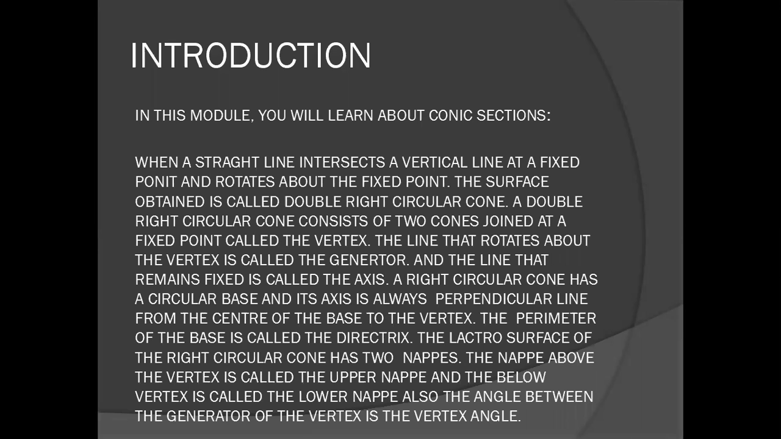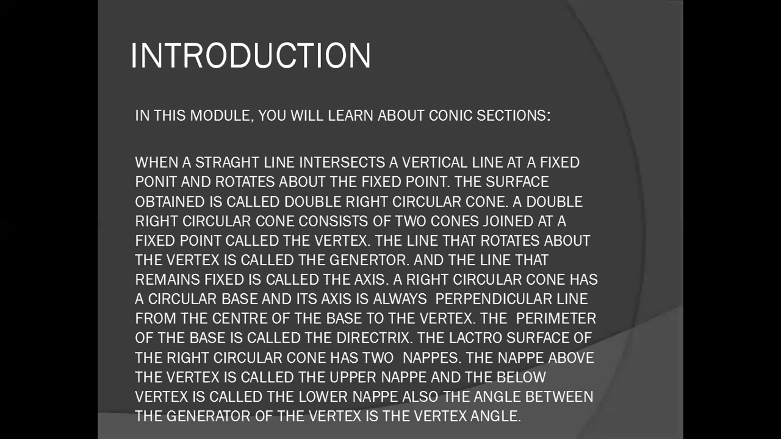When a straight line intersects a vertical line at a fixed point and rotates about the fixed point, the surface obtained is called a double right circular cone. A double right circular cone consists of two cones joined at a fixed point called the vertex. The line that rotates about the vertex is called the generator, and the line that remains fixed is called the axis.